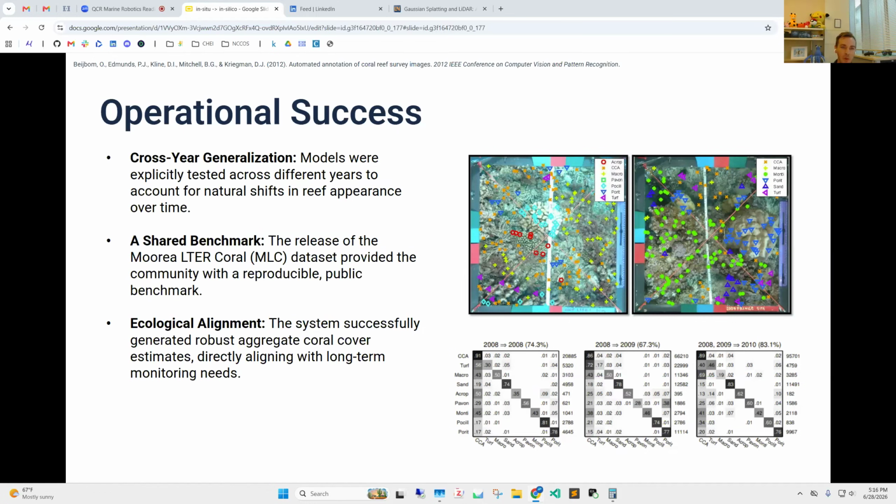And I would say that the most important thing from Oscar's work was that it put this idea of operation into context, or into focus. They didn't just test on a single benchmark data set. They actually tested moving across different years to prove that their technique, their algorithm, could actually handle these natural shifts that occur in the environment. Because between 1 year, 2 years, 3 years, they change substantially.